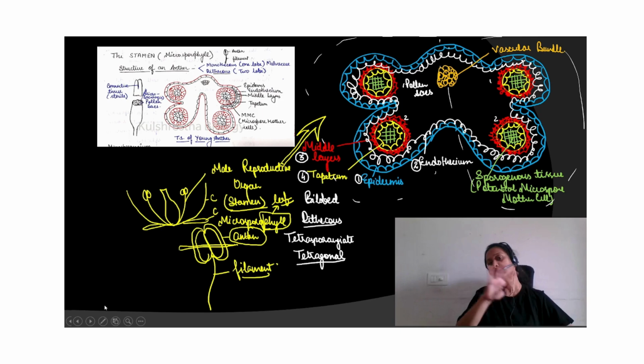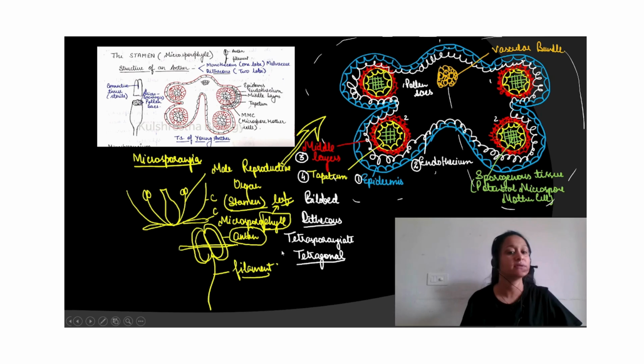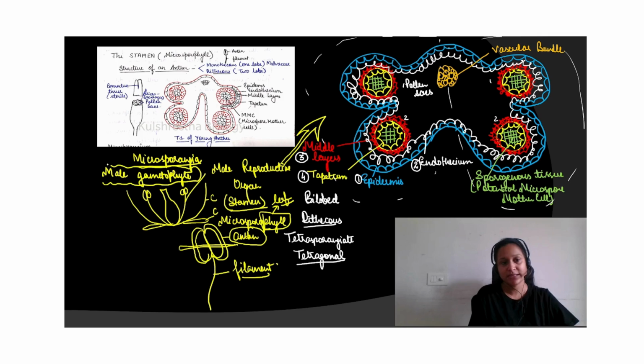There are 4 microsporangia. So anther is equivalent to microsporangia. So remember these terms. Microsporophyll is stamen. Anther is equivalent to microsporangia, and your pollen grain is equivalent to the male gametophyte. Inside the gametophyte, gametes are formed. Gametophyte is a body which forms what? Gametes. So I hope the layers are clear.